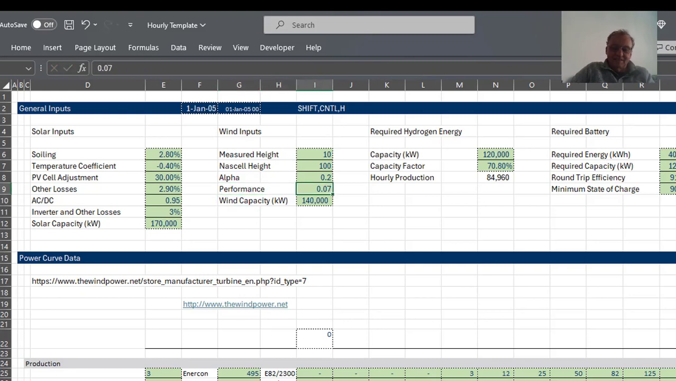Let's say we get 90%. Okay, and then I'm going to say we have some required hydrogen, and we oversized the wind a little bit. We oversized the solar even more. So we might have to put a battery in. And when we put a battery in, we're going to talk about the energy from the battery and the capacity from the battery. So this example will try to have everything together.